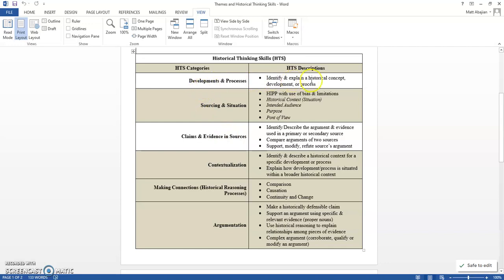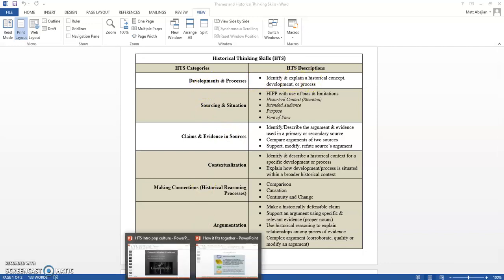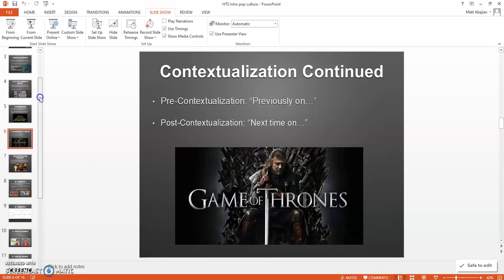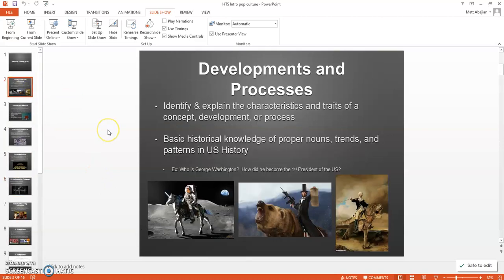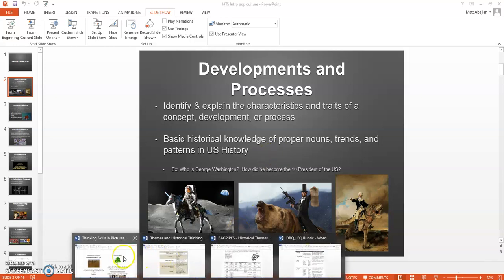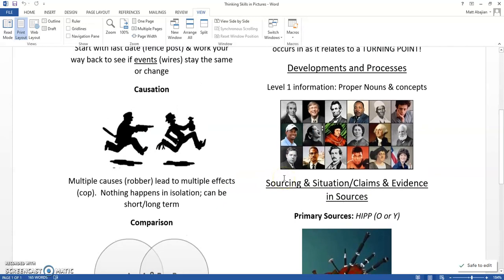Development and process. Basically, what we're talking about here is fairly simple, but we're looking at the who, what, where, when. This is the most basic level of historical thinking skill, identifying certain things. Who's George Washington? How did he become the first president? The who, what, where, when, why part of this, with proper nouns specifically. Again, with our visual pictures here, it's just level 1 type information. You need to know the basics. This is where the flashcards come in, and knowing some of those proper nouns.